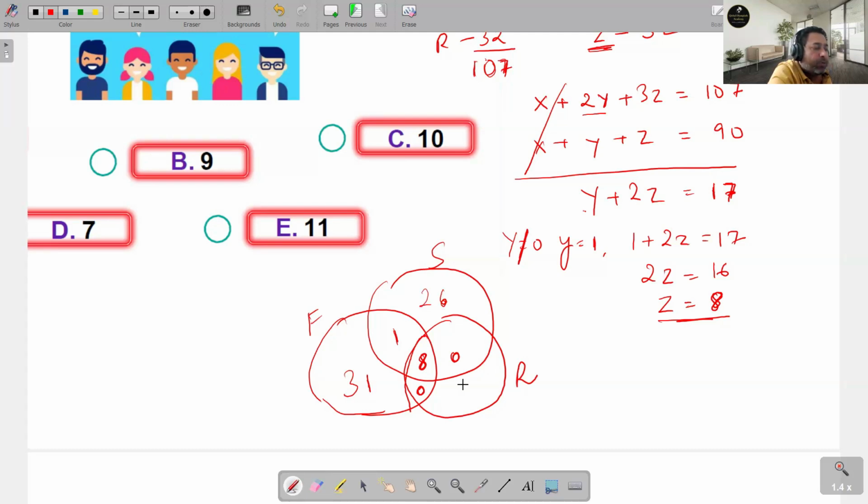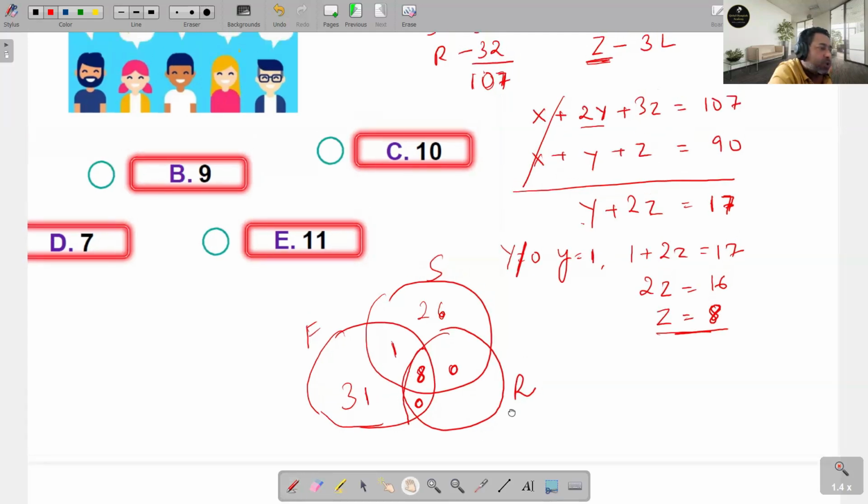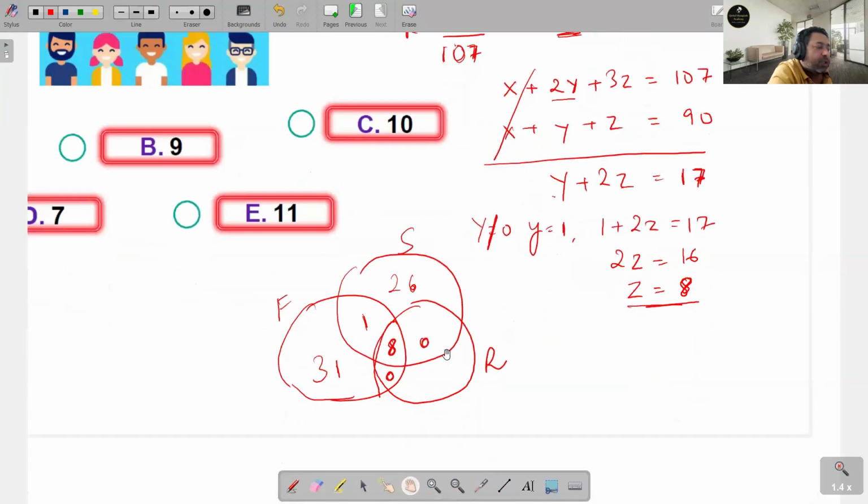Okay. And 32 minus 8. The last one is 32. 32 minus 8, you get 24 here. Right. So this is how it will look like. Now let's add up all these numbers. What do we get? You should get 90.